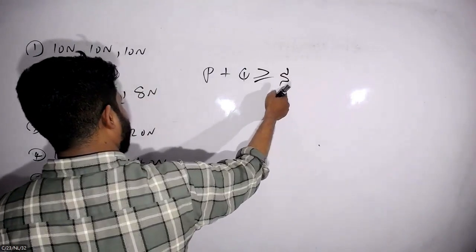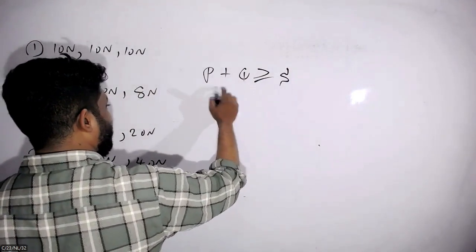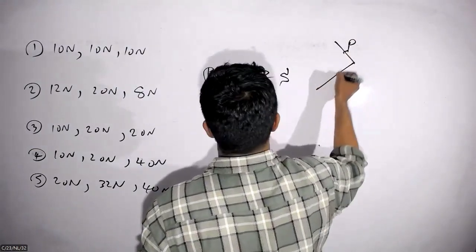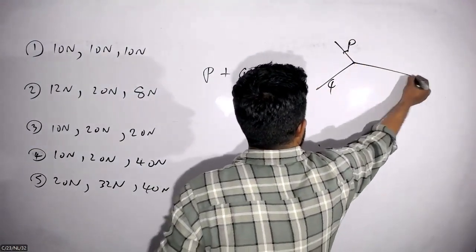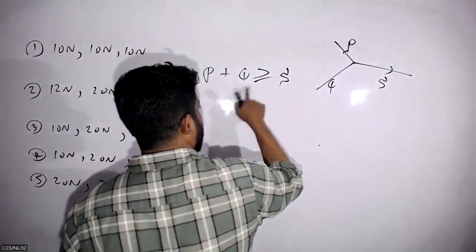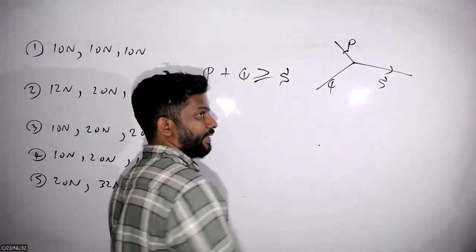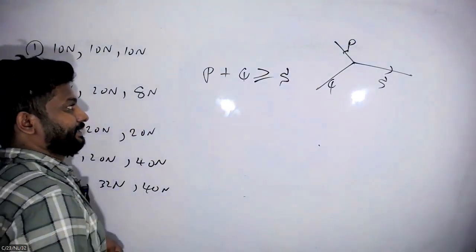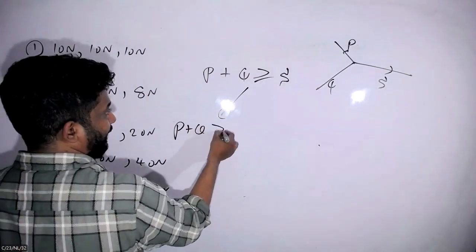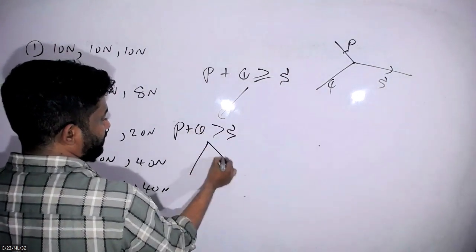Let's say the largest is S. Let's call the two smallest P and Q. The sum of the magnitudes of these two should be equal to or greater than the largest one, S. Right? If the magnitude of P plus Q is greater than S, then they can produce a triangle.